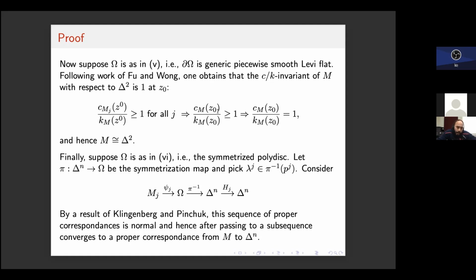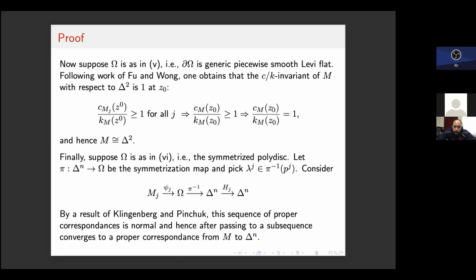But this invariant is always less than or equal to 1, which is actually a consequence of the Schwarz lemma. So in other words, this invariant is equal to 1 at the point Z0. I should have mentioned that the C by K invariant we are considering is with respect to the polydisk. Usually it is defined with respect to the ball, but nevertheless we can define it with respect to the polydisk also.